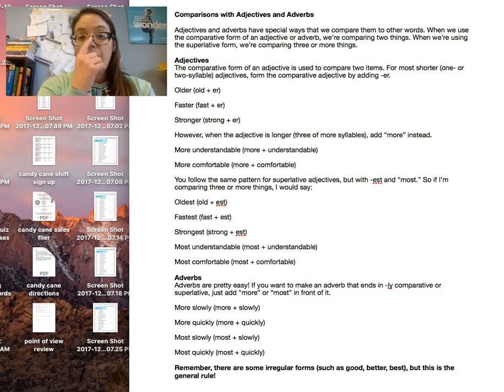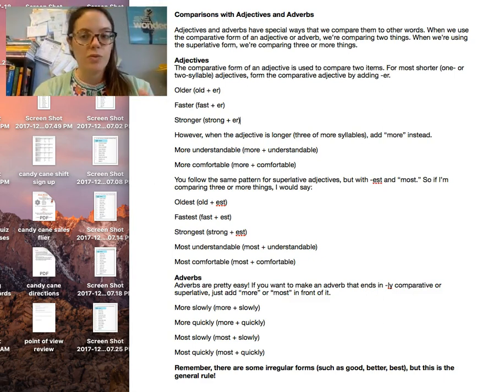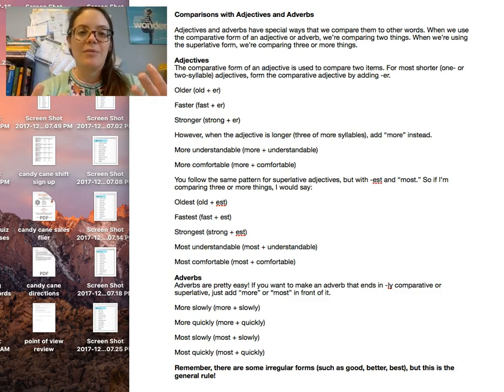Now, when we use the comparative form of an adjective or adverb, we're comparing two things. So that's just some vocab for you. Comparative means two. When we're using the superlative form, we're comparing three or more things. So again, just some vocabulary. If I talk about the superlative form of something, that's what I'm talking about. Now, let's talk about adjectives.